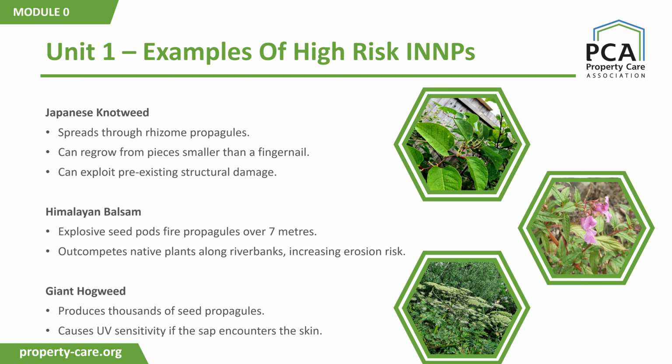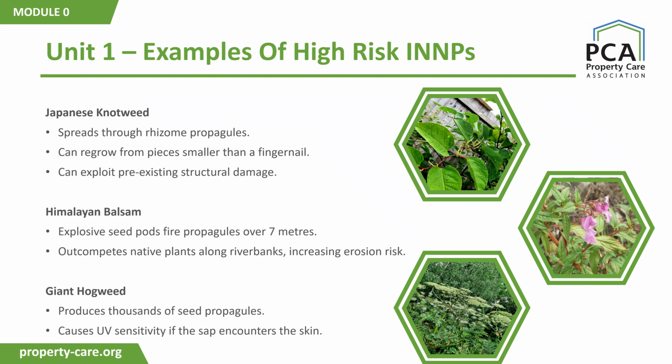These seeds can also float downstream, quickly colonizing new riverbanks. Once established, they outcompete native plants, leaving bare soil in the winter and increasing erosion risk. Giant hogweed produces thousands of seed propagules, which can remain viable in the soil for several years. In addition to its environmental impact, it poses a serious public health hazard, as the sap can cause UV sensitivity, leading to severe burns when the skin is exposed to sunlight.